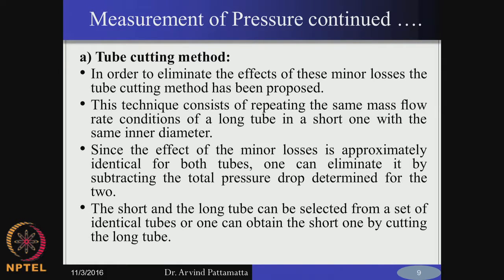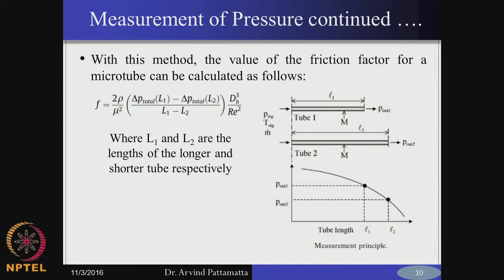And how do you select them? The short and the long tube can be selected from a set of identical tubes. If you have a set of tubes, you can simply select from the same lot, or you can cut the longer one and get the shorter one out.